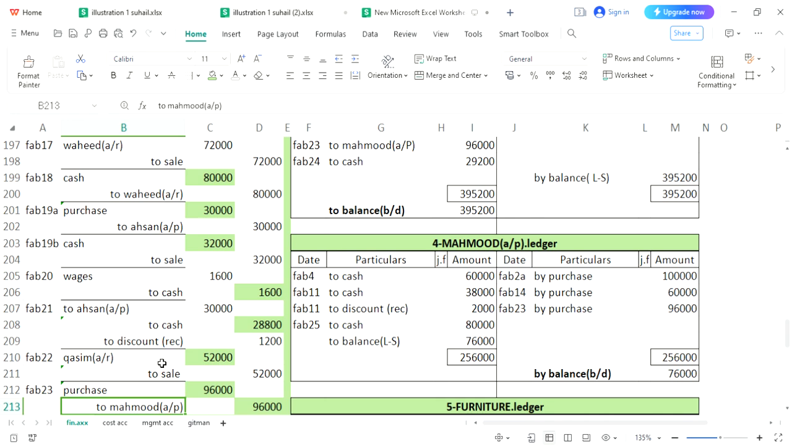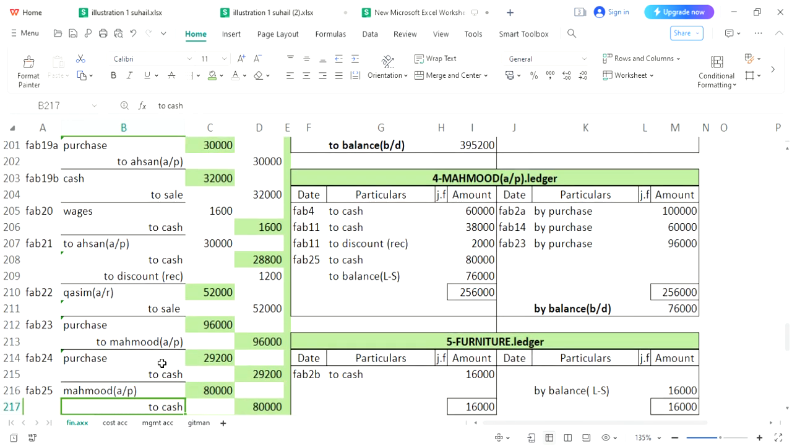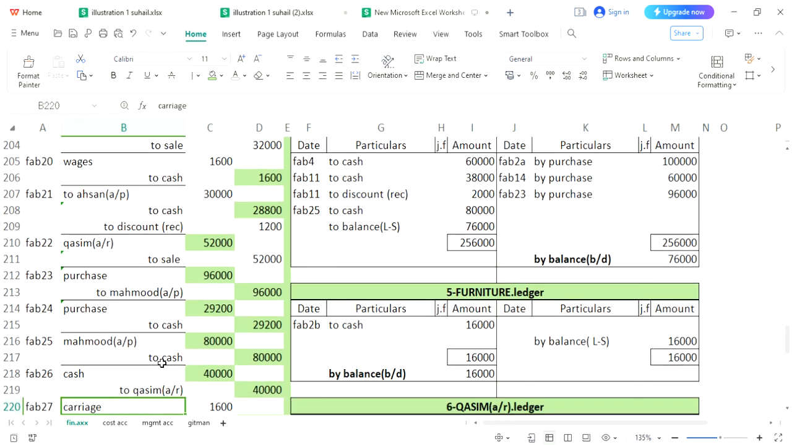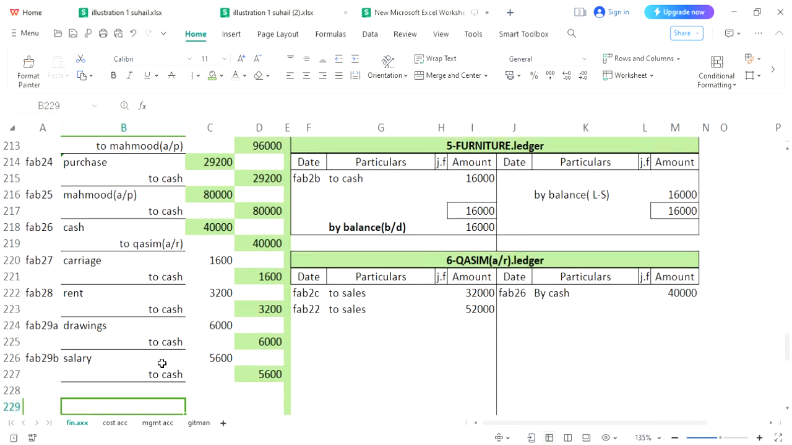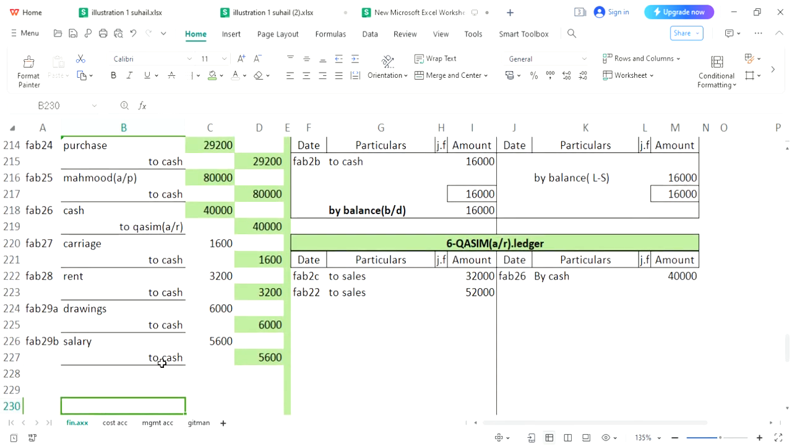Qasim 52,000 is marked. It means it is already entered. This Qasim 40,000 is marked. It means already entered. Okay. We have seen Qasim twice, and we couldn't find it anywhere else. So it's time to calculate the balance.